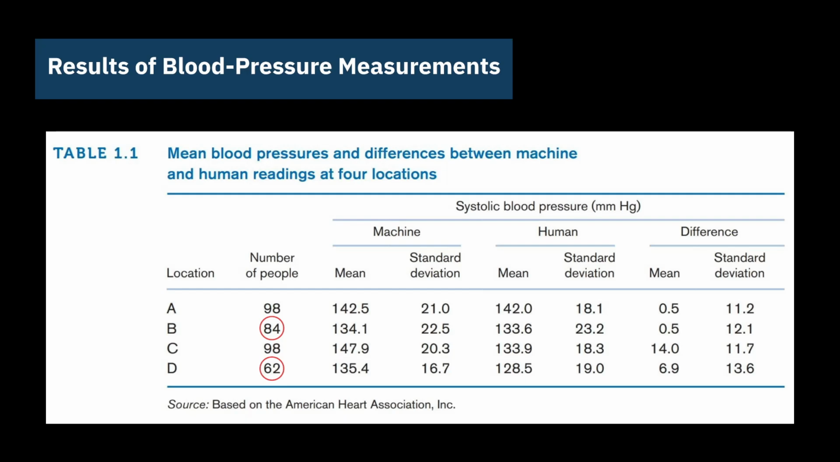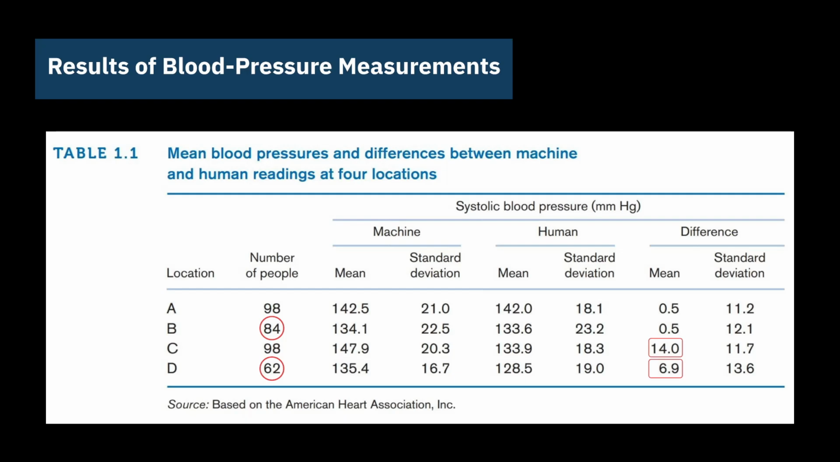And the second thing I want to bring to attention is the means here. You can see location C and location D had differences in the mean of about 14 and 6.9, and that's fairly large compared to locations A and B that didn't really seem to have too much of a difference in the mean. And so what we want to do is look at that and understand what that might entail. Are there actually differences based off of this?